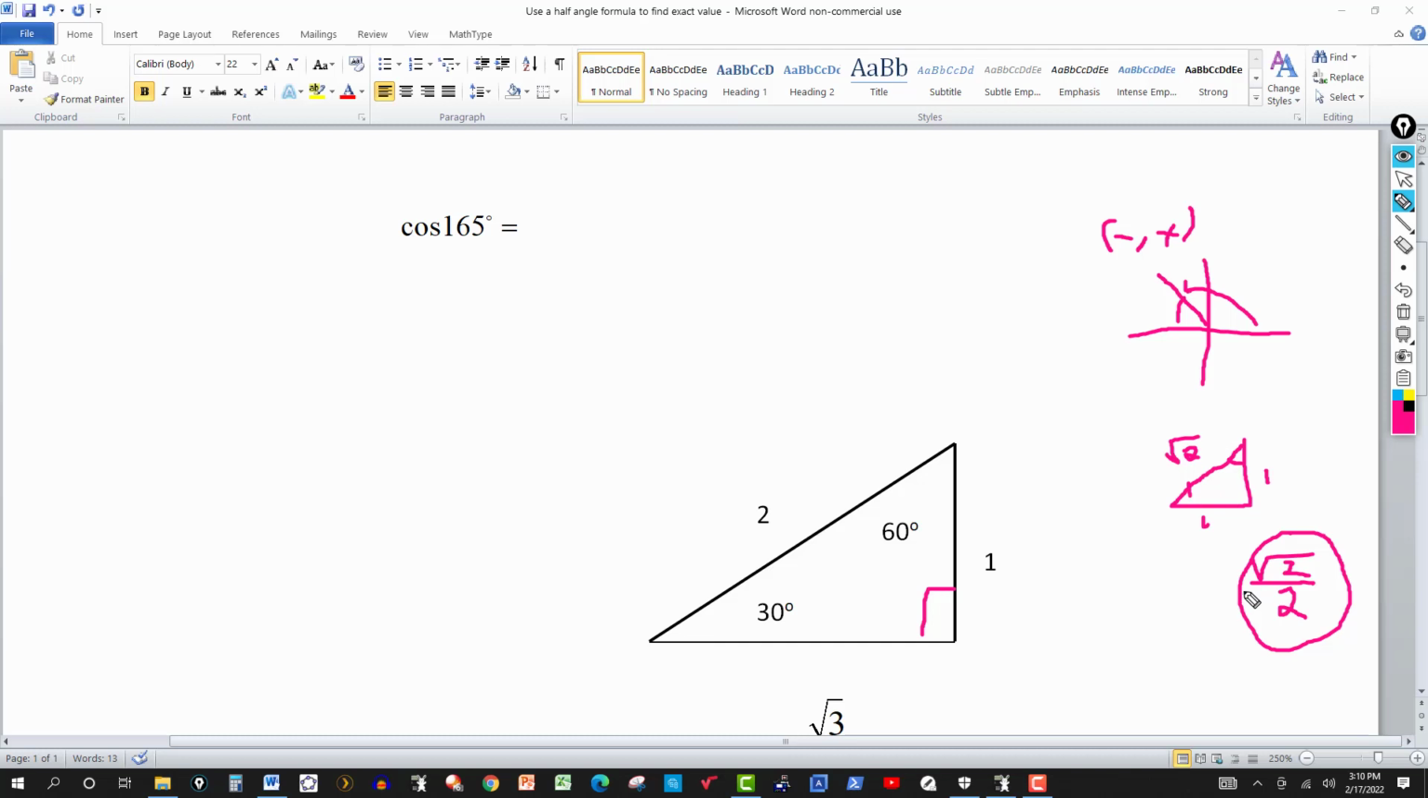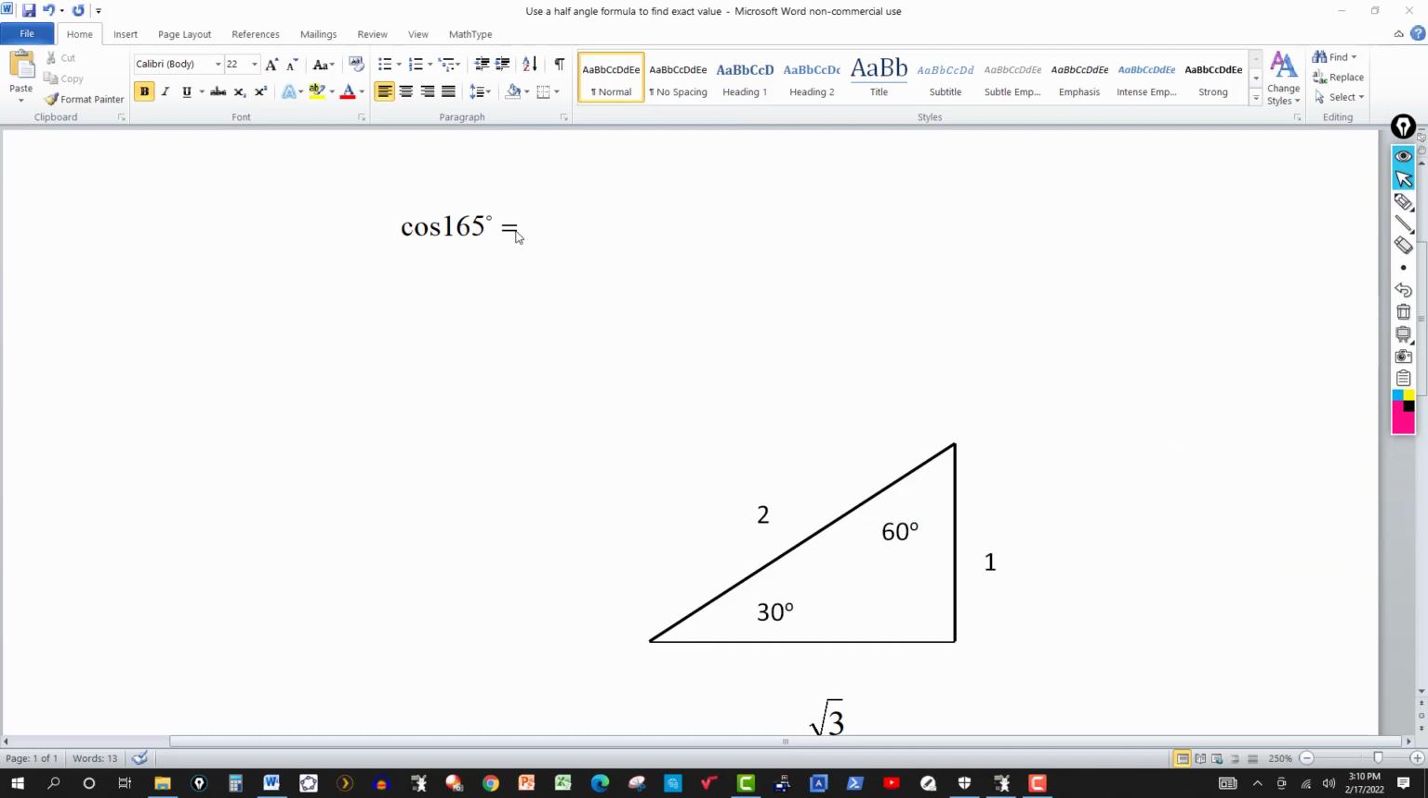The only thing you have to determine is whether it is positive or negative. So in this particular case, we have the cosine of 165, and we want to find the exact value. Obviously you can take a calculator and compute this out and round it off, and you get a decimal approximation, but we want an exact value. Just like here, we say the cosine of 30 degrees is adjacent over hypotenuse, square root of 3 over 2. That's the exact value. So for this one, it says half angle formula.